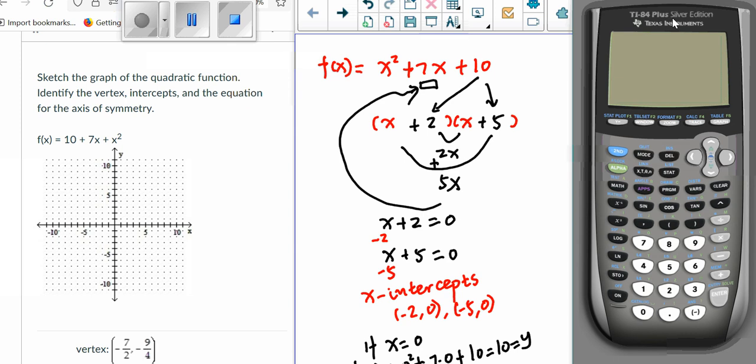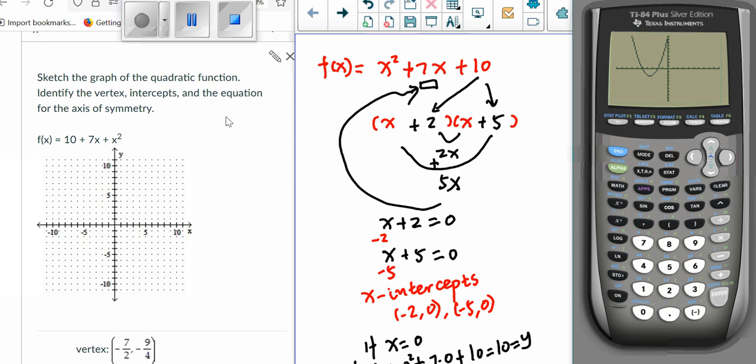With our TI-84 calculator, when we turn it on, we have this blank screen. So then we can input our equation by clicking y equals. And what we do is press x squared plus 7x plus 10. And then we click graph. It shows up.